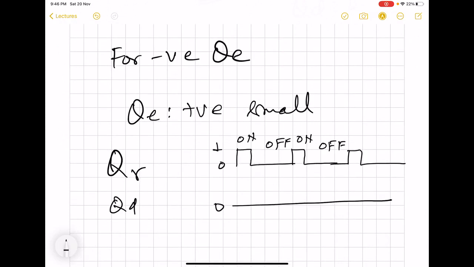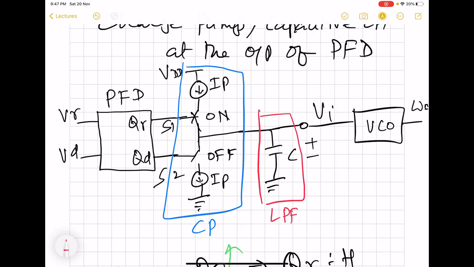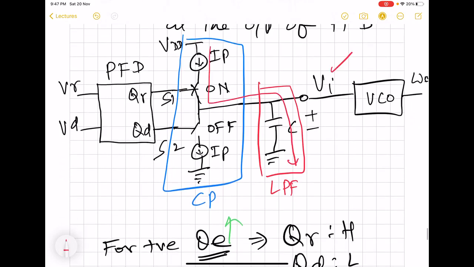So this is the status of switch 1, and switch 2 is going to be off all the time. Here this remains off only for this much duration and on for this duration. So switch 1 is going to be closed, and then for a short duration charge will be pumped into the capacitor. So this Vi will rise.